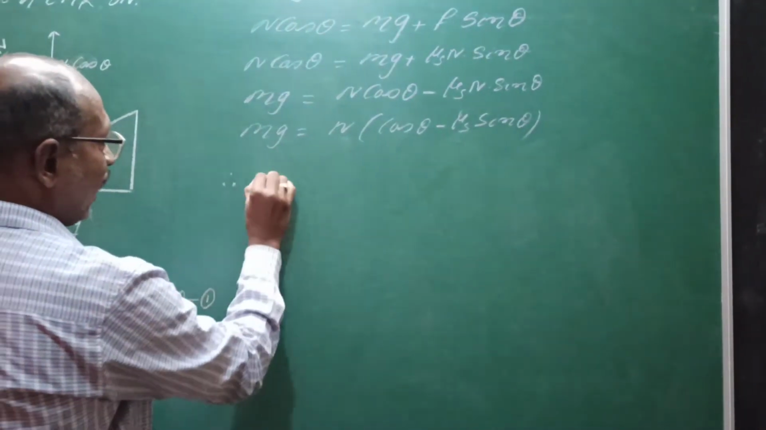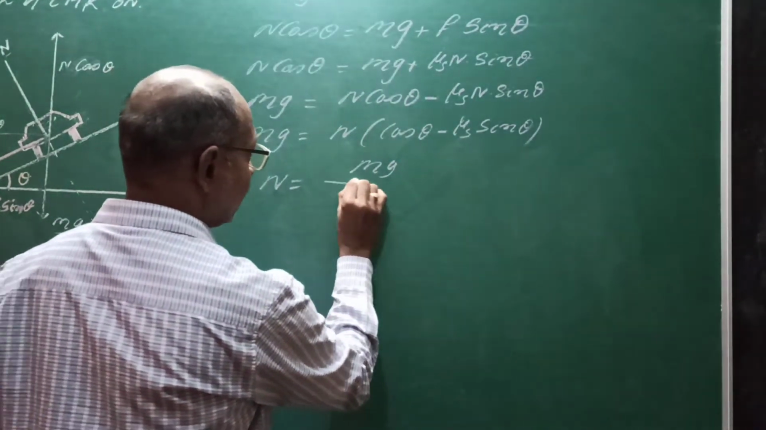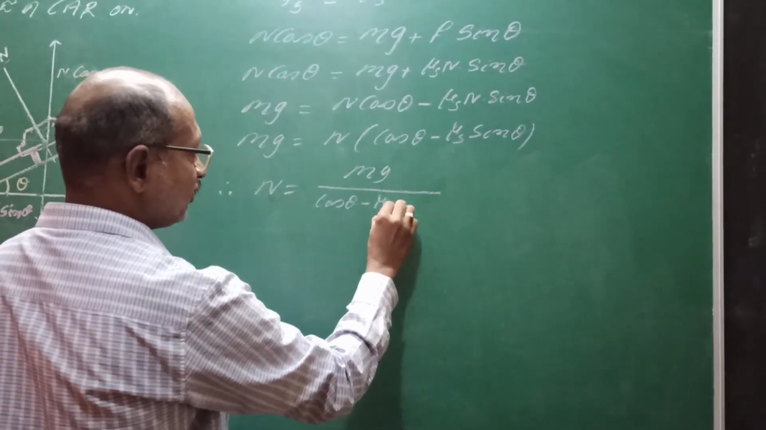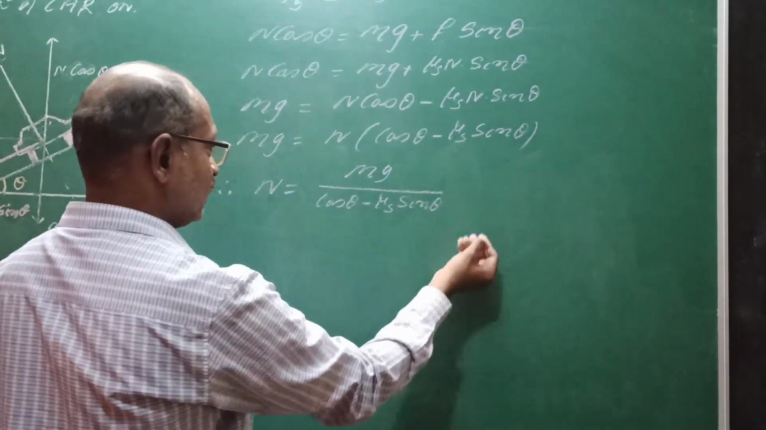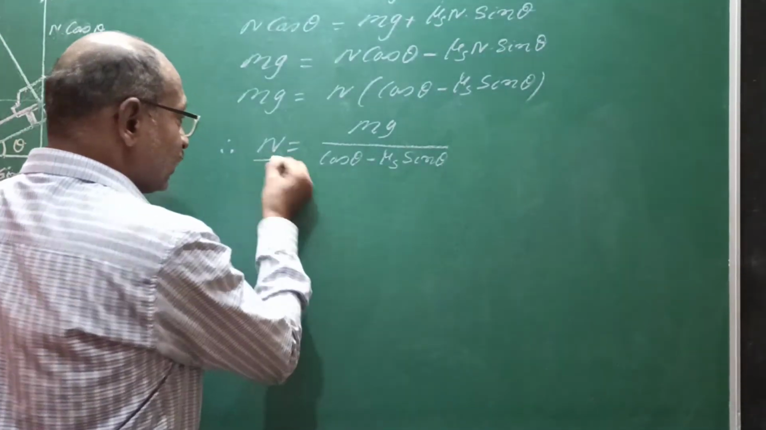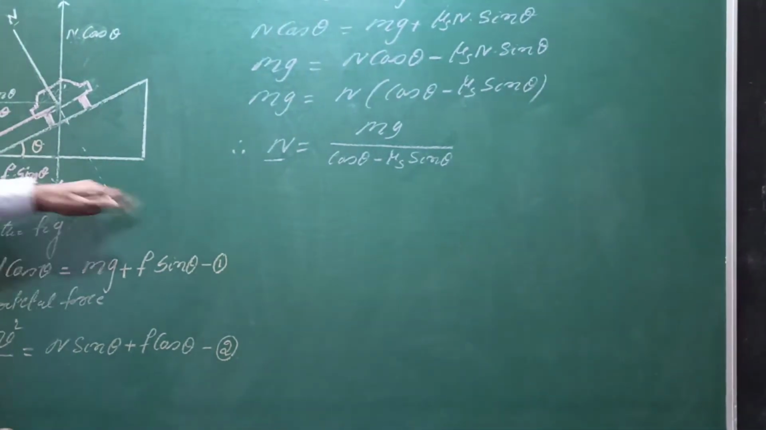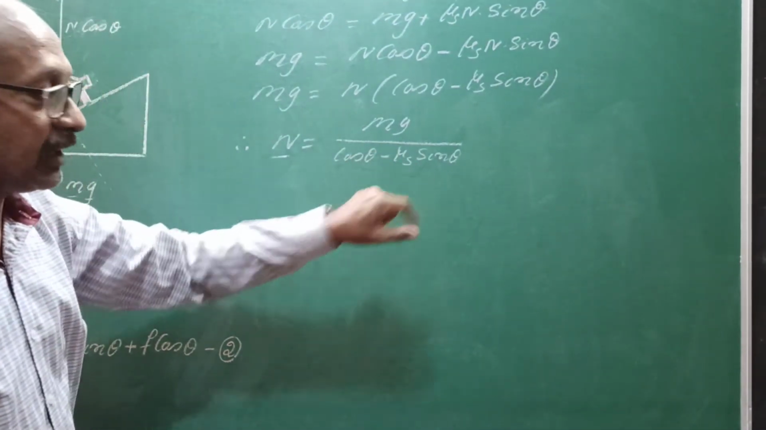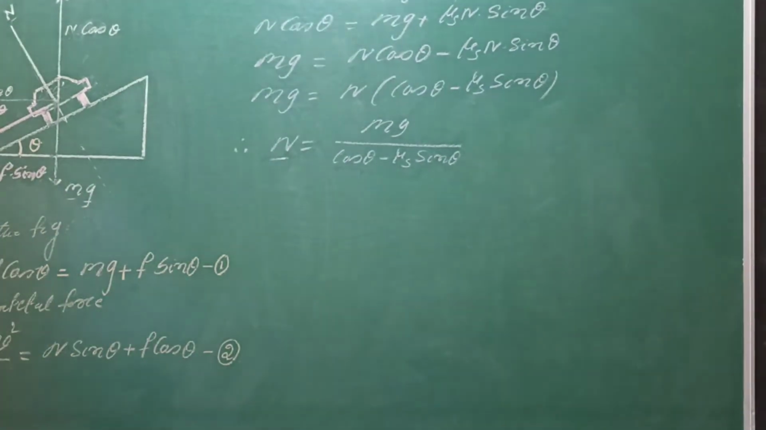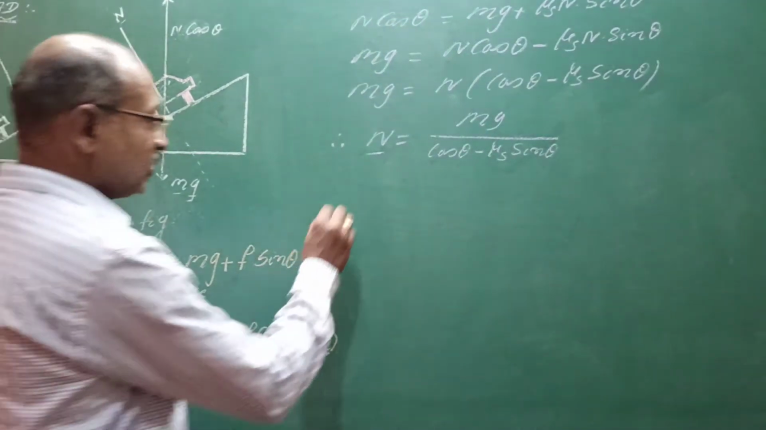So therefore N is equal to mg divided by (cos theta minus μs sin theta). Now we have already identified the normal reacting force on the body: N is equal to mg divided by (cos theta minus μs sin theta). Substitute this equation in equation 2.